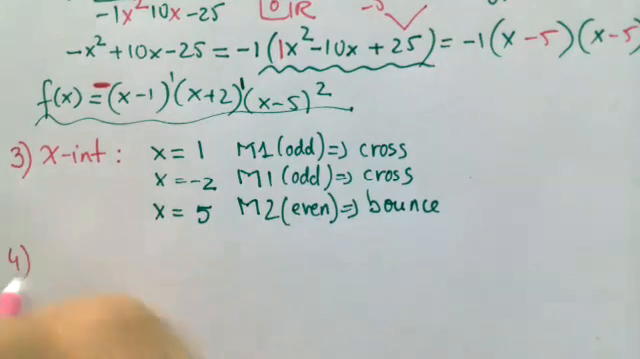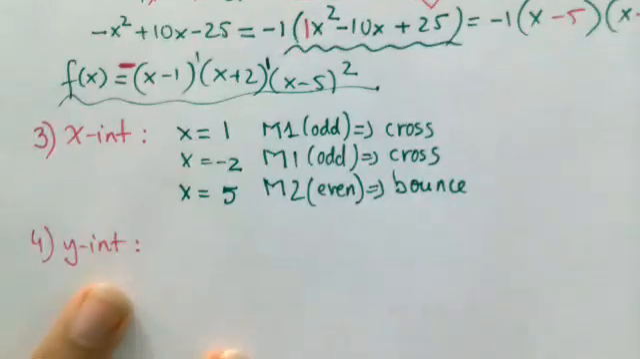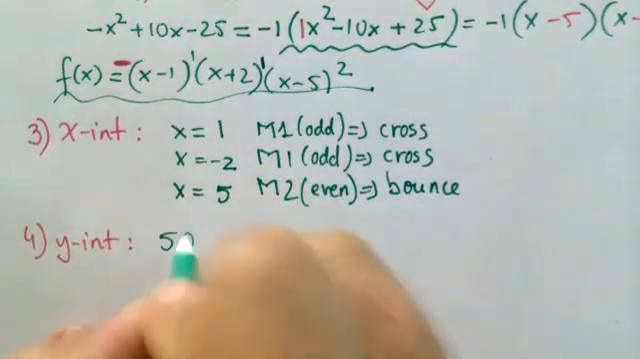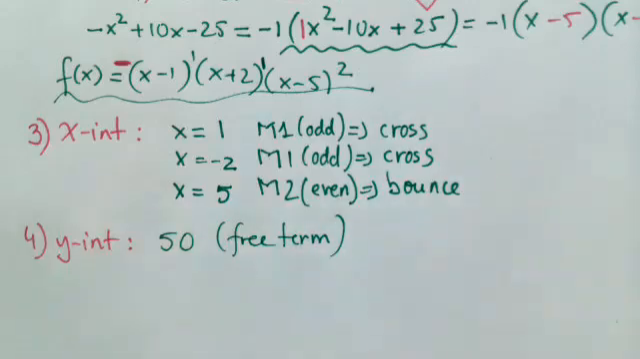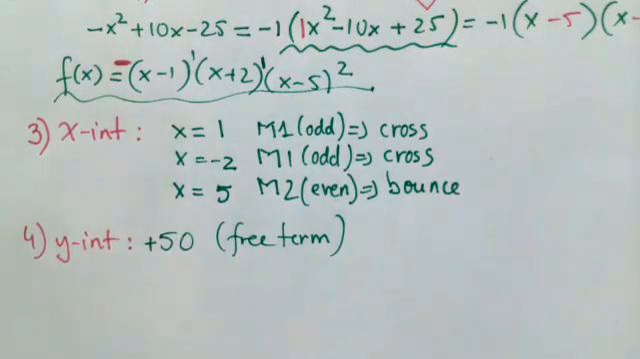Okay, step 4 is the y-intercept. This one is easy for the given functions that are already in general form, because you just look for the free term. So what is the free term? 50. You don't have to calculate anything for this one. Positive 50. Because that's what is there, right? Plus 50. So you'll know where to sketch it.